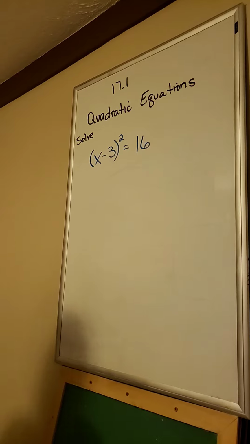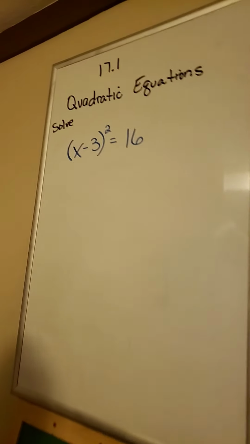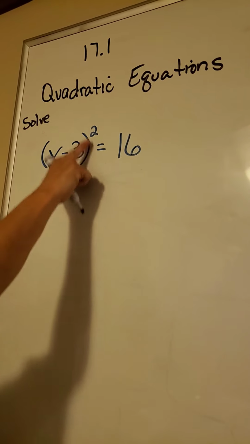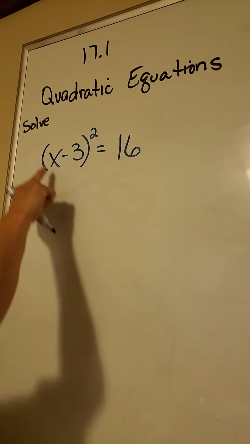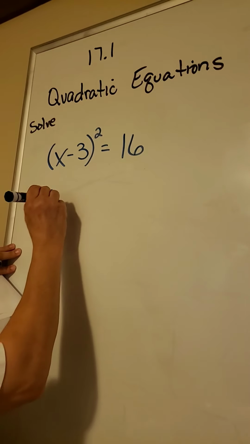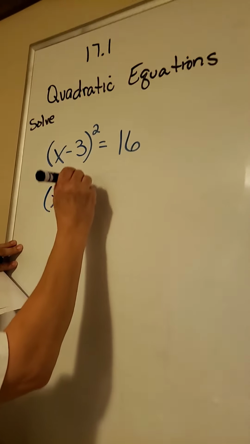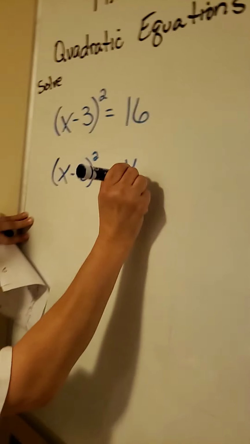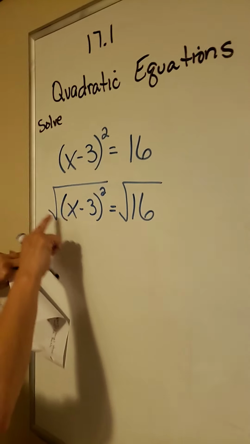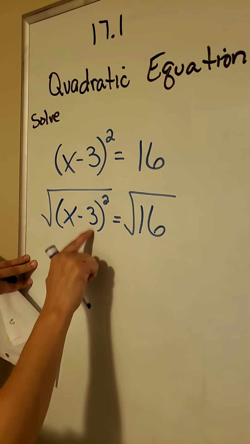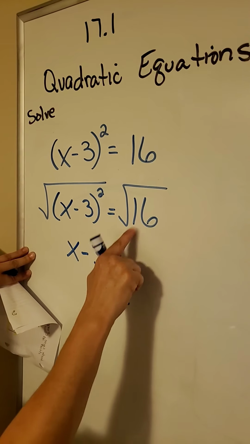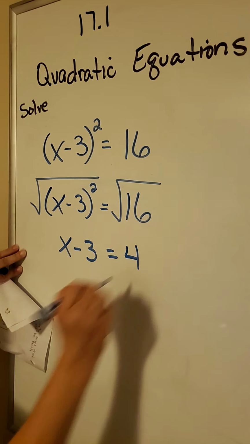Okay, so the instructions are still solve. So this is squared. We have this little expression being squared, and then we have this. Oh, this is a perfect square. So you should go ahead and start off doing what? Taking the square root of both sides. Very nice. So when we take the square root of x minus 3 squared, we get x minus 3 equals, the square root of 16 is 4.